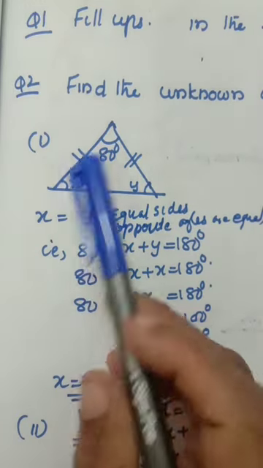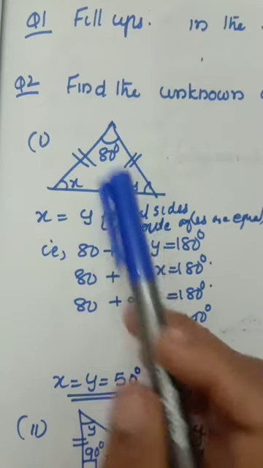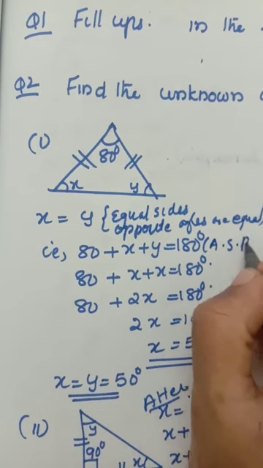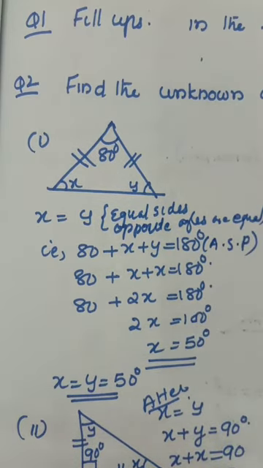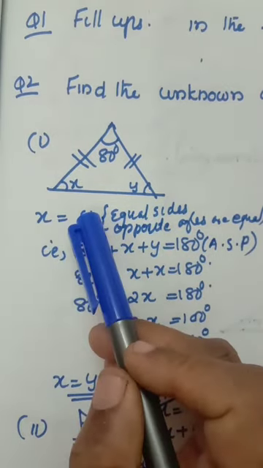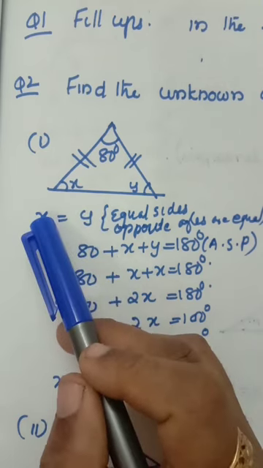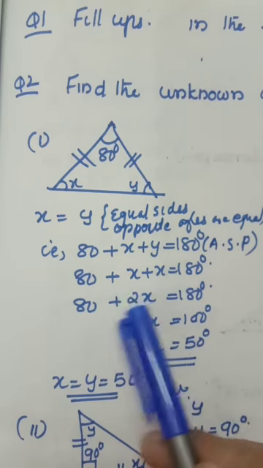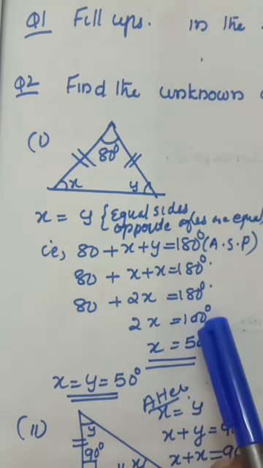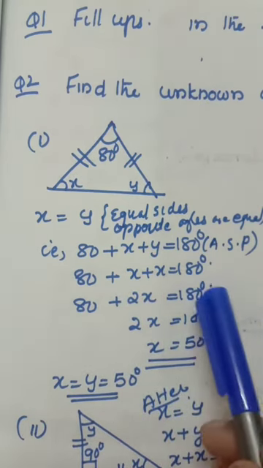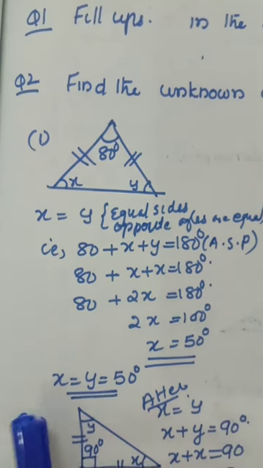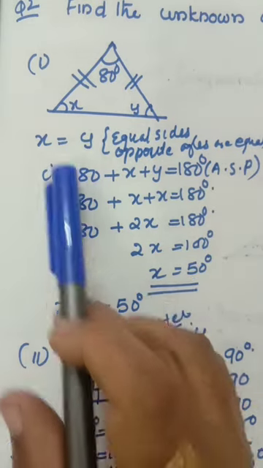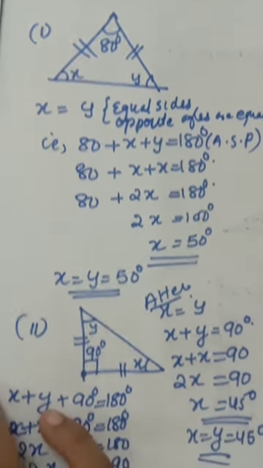So 80, when you add these three angles, should be 180 degrees. What is the reason? Angle sum property of a triangle. Instead of x you can put y, or instead of y you can put x. I put x instead of y. 2x equals 100, because 80 moves here, then minus 80, that is 100. Then x you will get 50 degrees. x is 50, meaning y is also 50.